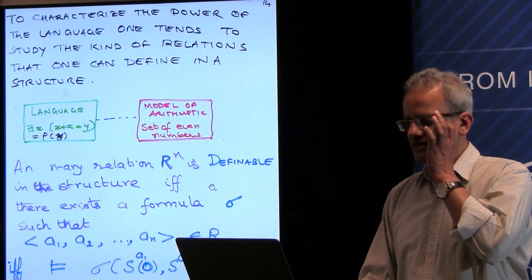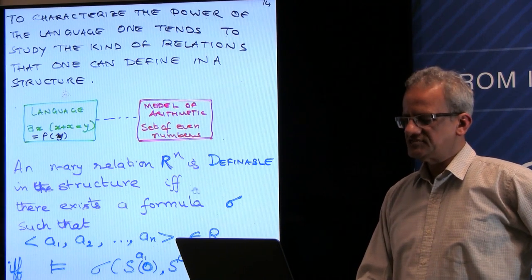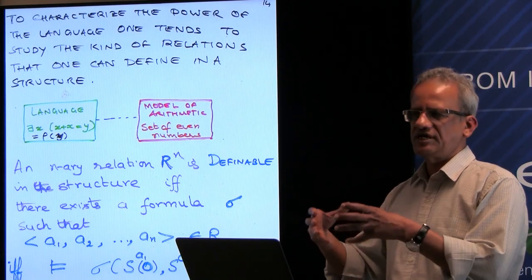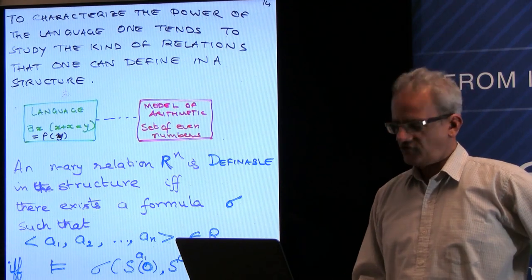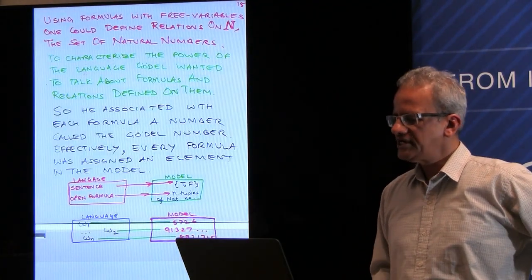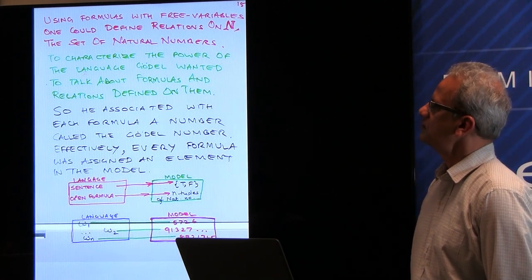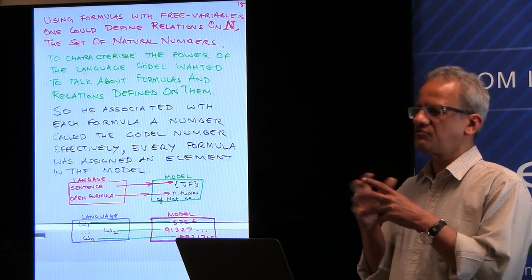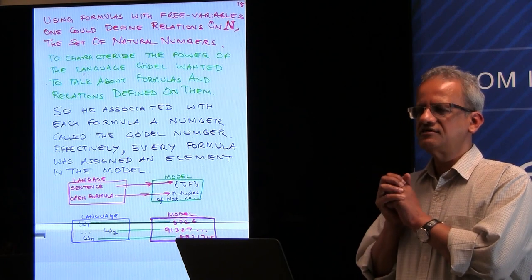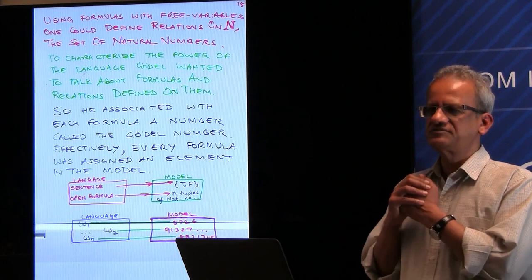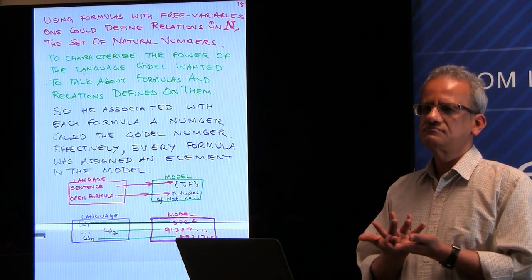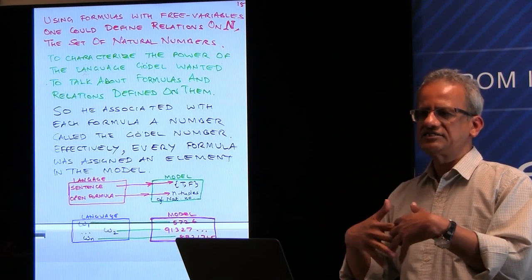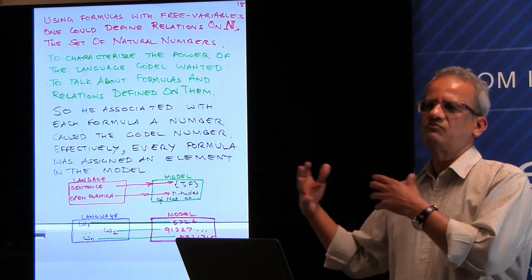You say that a relationship is definable in this model if you can basically write a first order formula that has the appropriate number of variables. Now what he did was the following. He was not really interested in defining relationships about numbers, but rather he wanted to define relationships involving formulae, right? But he could only define relationships about numbers, while he was interested in defining them about formulae.